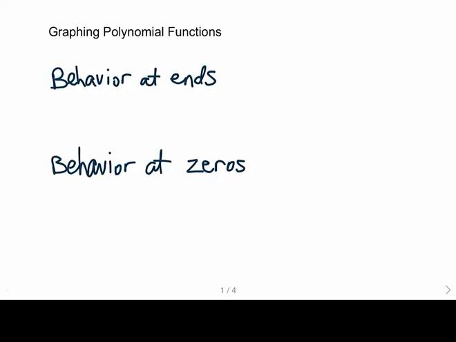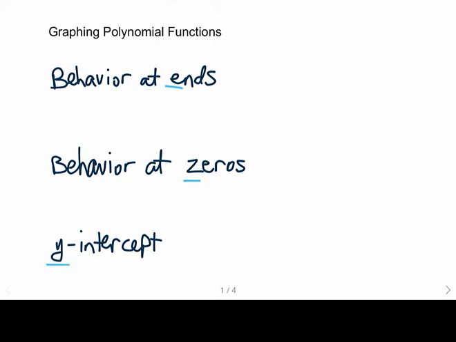In this session, we're going to see about graphing polynomial functions, and we're going to do it the easy way. You're going to like this, watch. We're going to look at behavior at the ends, behavior at zeros, and the y-intercept. See? Easy.